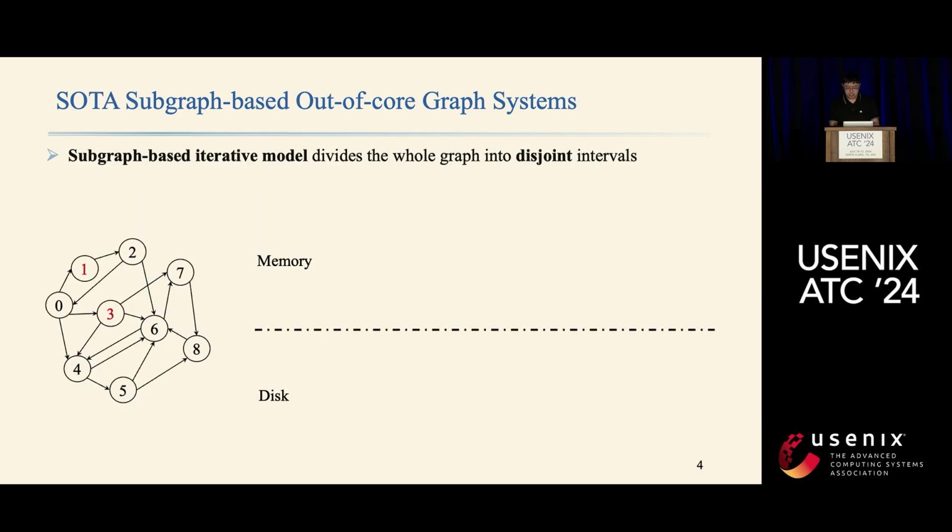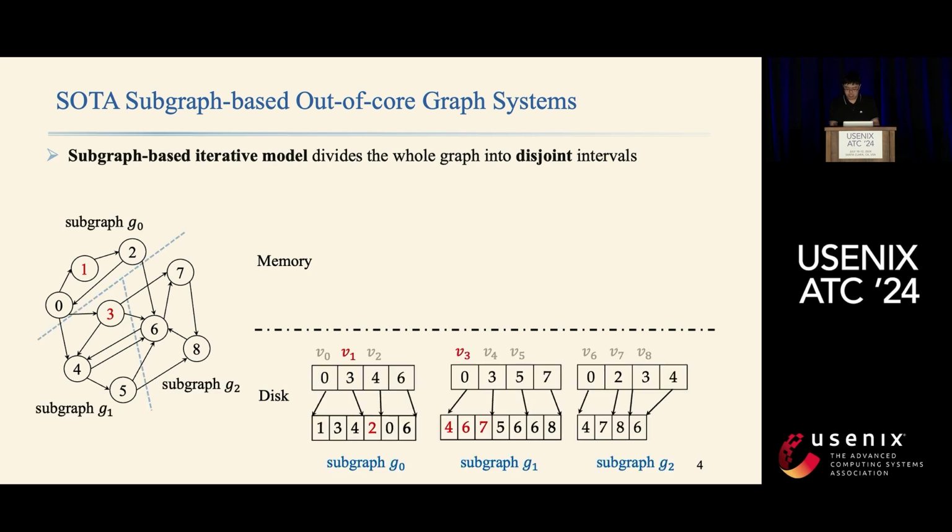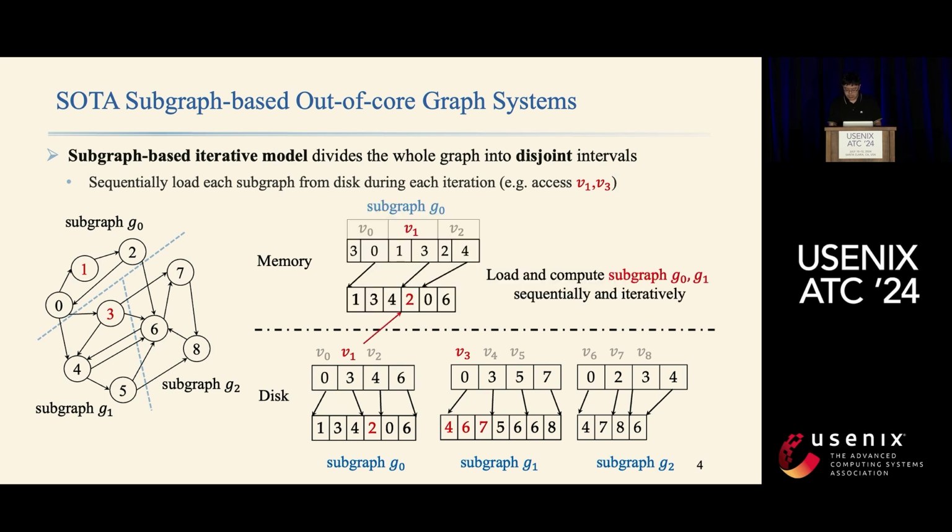The out-of-core systems are developed on a subgraph-based iterative model. They partition the whole graph into several disjoint parts and process each subgraph in an iterative manner. In each iteration, the subgraphs are sequentially loaded from disk into memory. For instance, when accessing vertex 1 and 3, subgraphs G0 and G1 are loaded and computed respectively. This method benefits from merging multiple random I/O into a single sequential I/O operation.